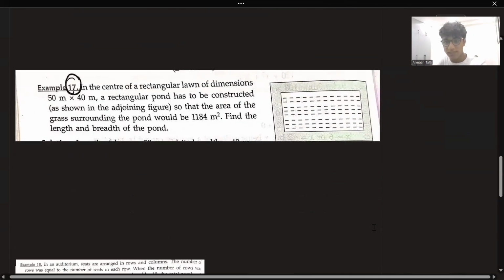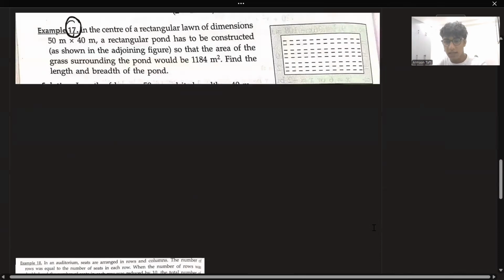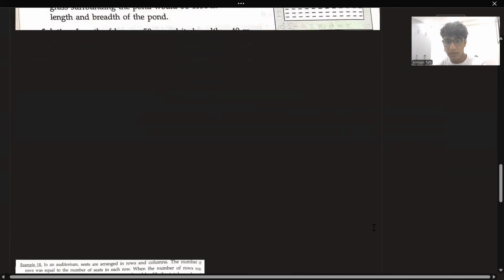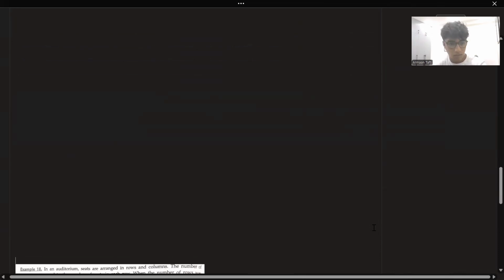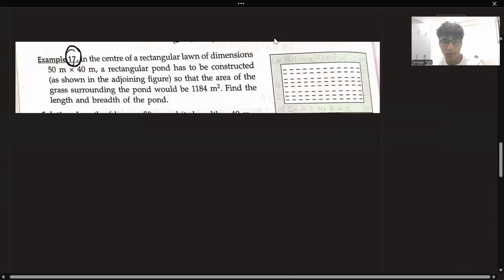And you can see these circles. These are the questions I struggled to solve last year when I was solving the paper. So I think that's why I picked these questions specifically. So let's see how they go. In the center of a rectangular lawn of dimensions 50 meter into 40 meter, a rectangular pond has to be constructed. So the area of the grass surrounding the pond would be 1184 meters square. Find the length and the breadth of the pond.